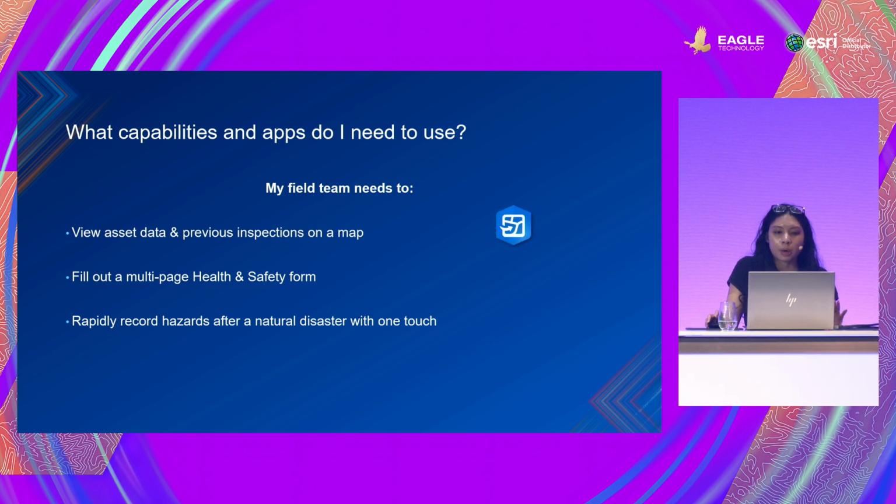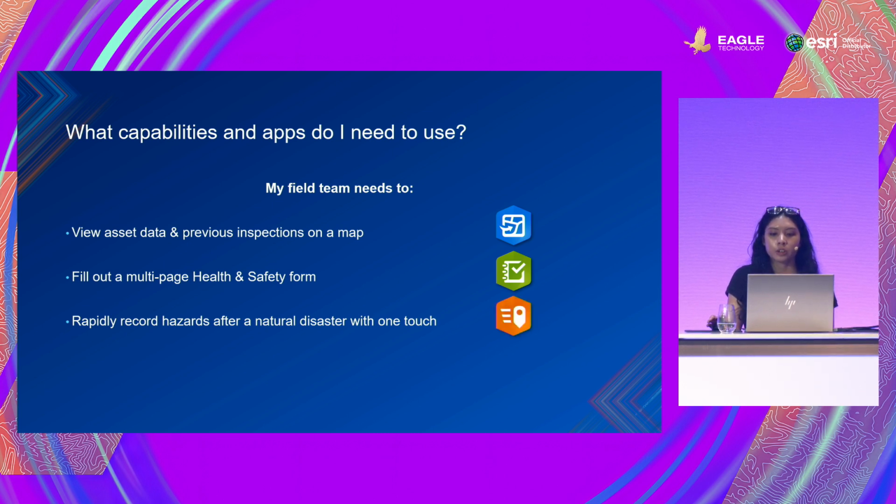FieldMaps is often the go-to solution. For situations where you need to fill out detailed multi-page health and safety forms, Survey123 is usually the ideal choice, providing that customizable and structured form experience. And if your team needs to quickly record hazards after a disaster with just one touch, QuickCapture excels at this, allowing for rapid data collection with minimal effort. So it really depends entirely on the task at hand. What do your field teams need to do?